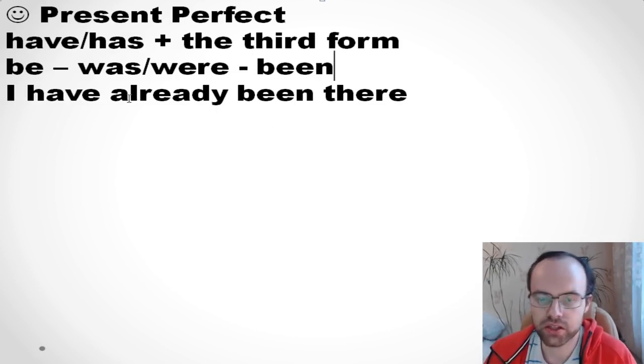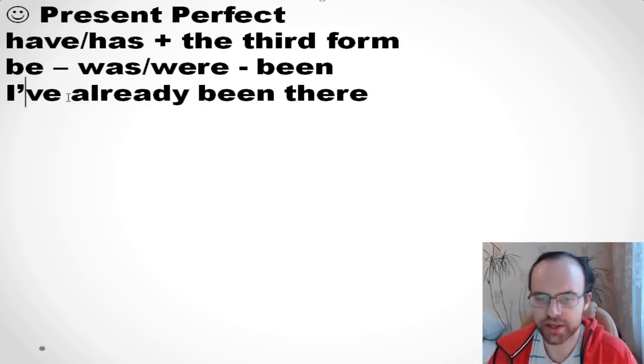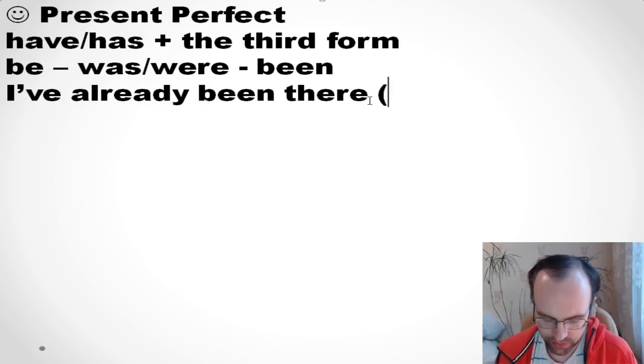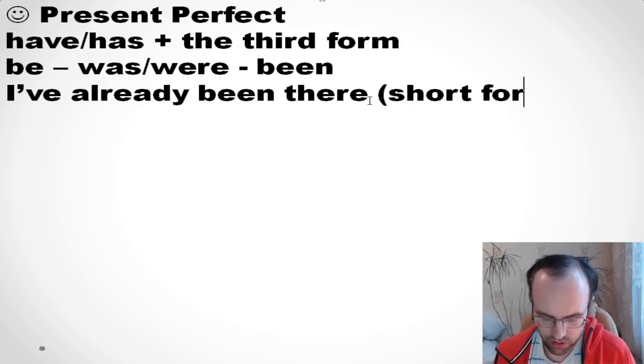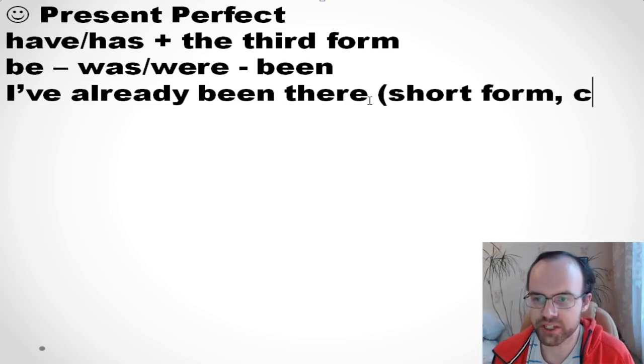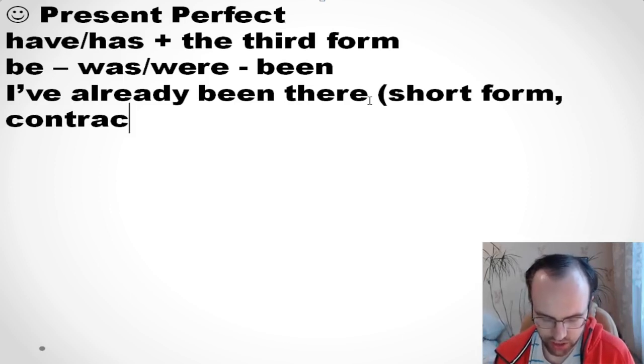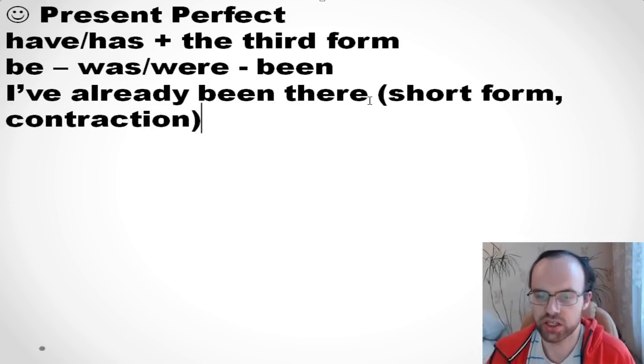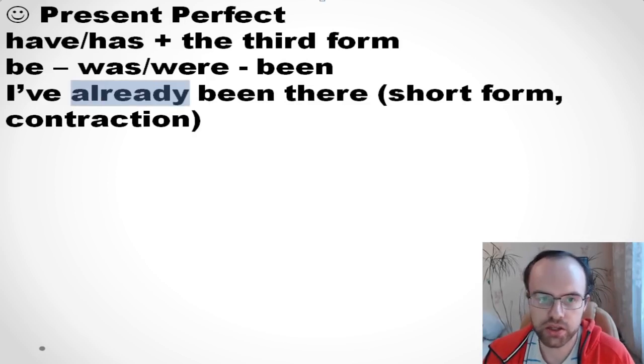And you know that native speakers usually say it like this: I've. It's a short form, or there is another name for it, contraction. Native speakers mostly use short forms or contractions. So I've already been there. And you see that we use present perfect with already, and it's in the middle.